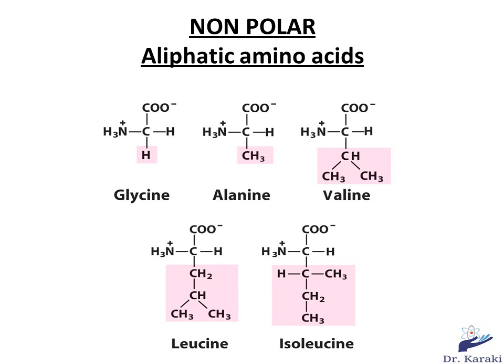Now let's start by naming the aliphatic non-polar amino acids. We have glycine, alanine, valine, leucine, and isoleucine. These amino acids have saturated hydrocarbons as side chains. Although glycine has only a hydrogen side chain, it's also included in this group.